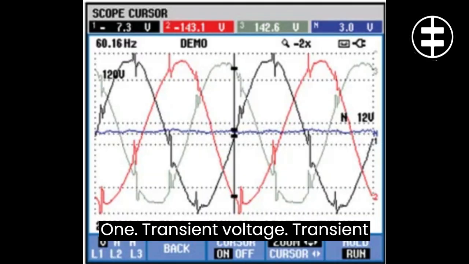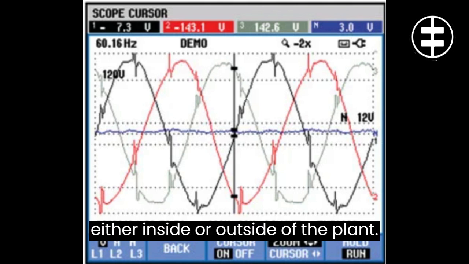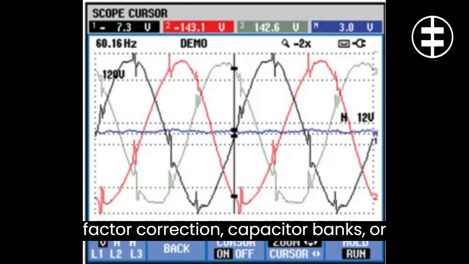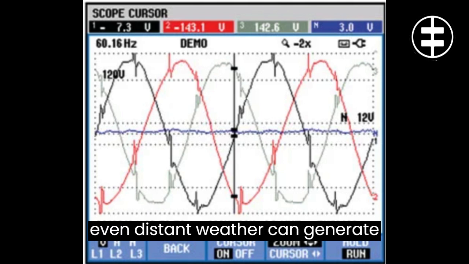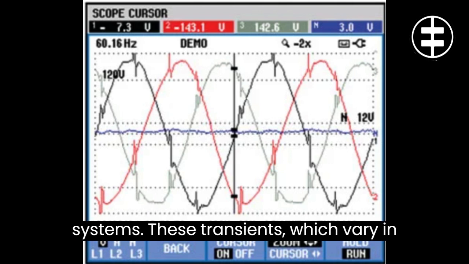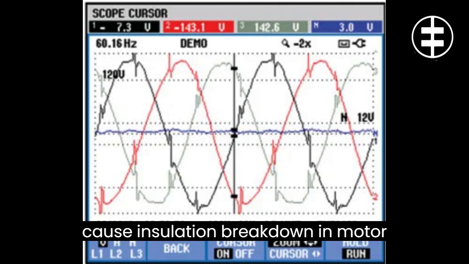1. Transient voltage. Transient voltages can come from several sources either inside or outside of the plant. Adjacent loads turning on or off, power factor correction, capacitor banks, or even distant weather can generate transient voltages on distribution systems. These transients, which vary in amplitude and frequency, can erode or cause insulation breakdown in motor windings.